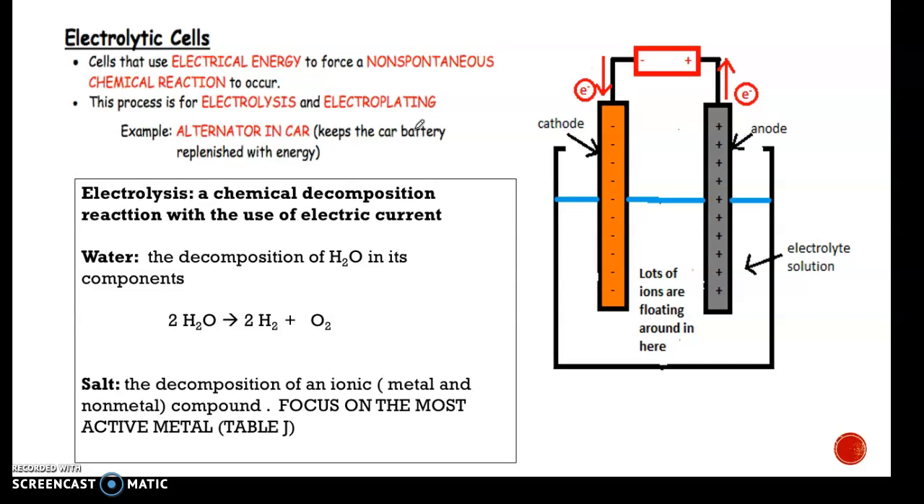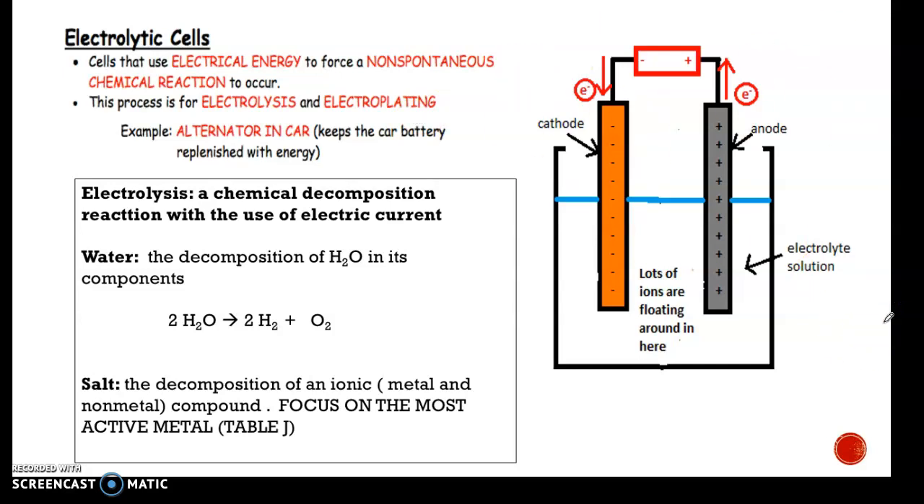Electrolysis, there's two types of electrolysis. Electrolysis is a chemical decomposition which involves the use of electric current. So we have the decomposition of water, where H2O is technically being separated into hydrogen and oxygen. And then you also have the decomposition of ionic compounds, which is where we can get NaCl to break up into actual Na and Cl. So those are the two reactions that are involved with electrolytic cells.